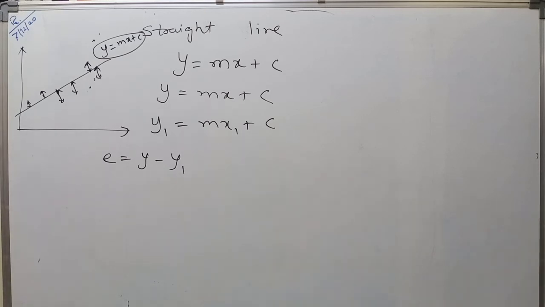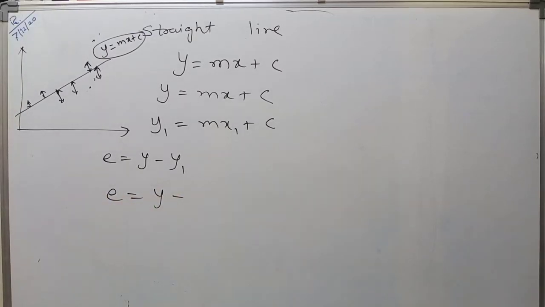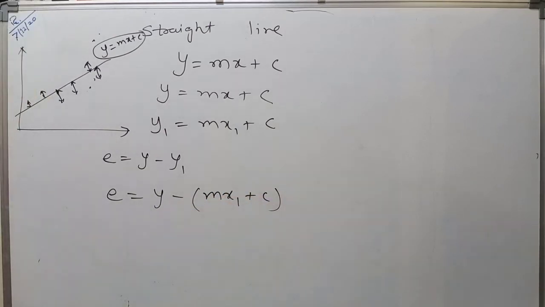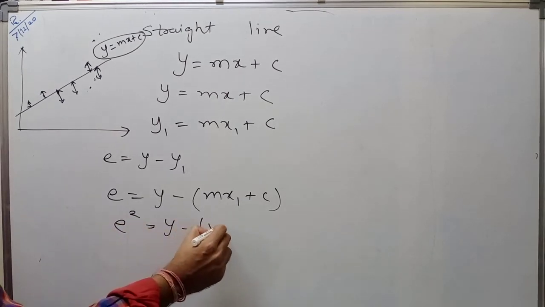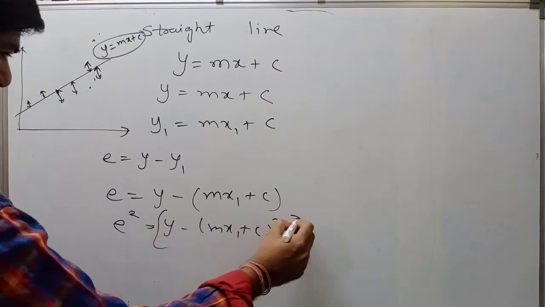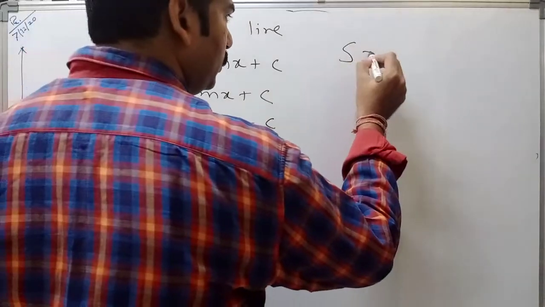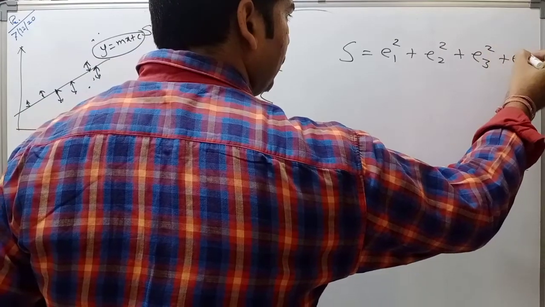So what will happen? Error will be y minus (mx1 plus c), that is the equation we already know. Here we have to square it, (y minus mx1 plus c) whole square, and aggregate that value. The principle of least squares means whatever the sum is, we take e1 square plus e2 square plus e3 square plus e4 square, and it will go on.